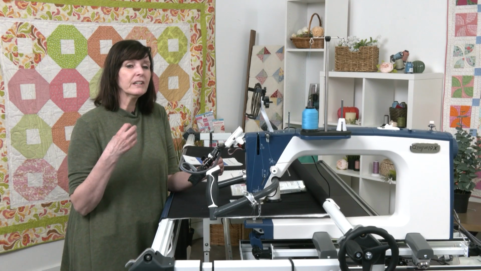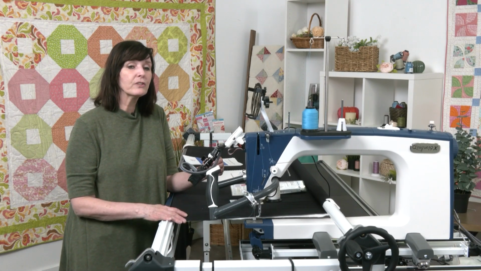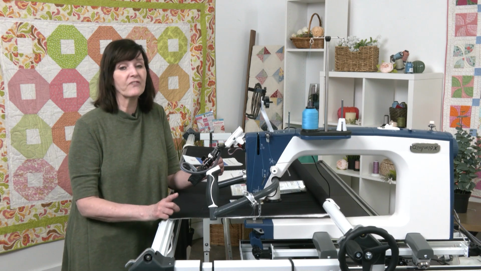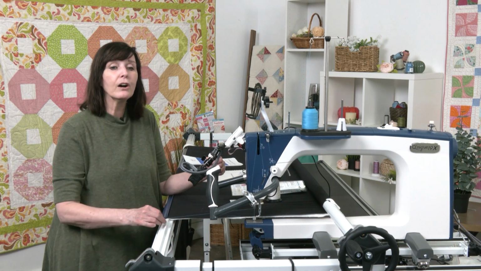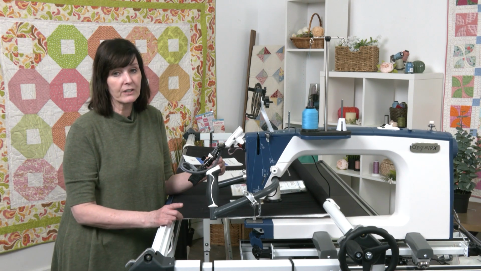Things that come into physical contact with the thread are called direct tension factors. These are such things as the thread itself, the thread guides, they're touching the thread, the cleanliness of the machine, the tension knobs, the bobbin case, the needle, they all come in direct contact with this thread. So they are what we call direct tension factors.